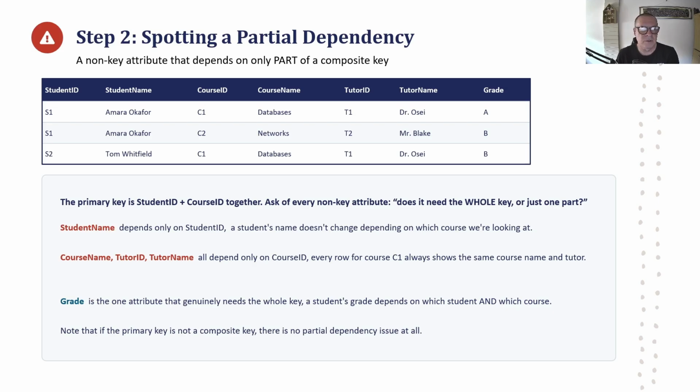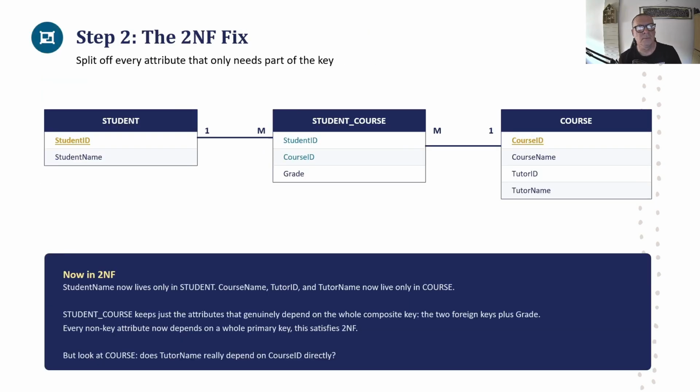Now, remember, if the primary key isn't composite, then there's no possibility of a partial key dependency. So if it was in first normal form, it would automatically be in second normal form as well. It's only when we have composite keys that we need to worry about this stage. So fixing the problem that we have in our tables, we're now going to split out attributes that only need part of the key.